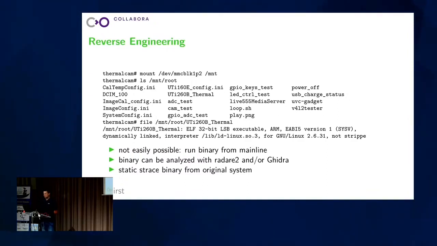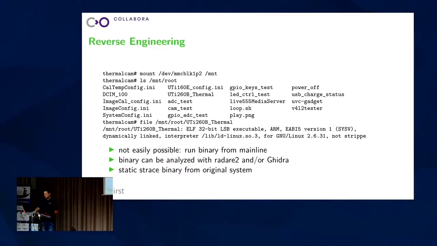What's unfortunately not possible, and it would make things a lot easier, is running this binary from the mainline kernel, because the interfaces are quite a bit different because of all these GPIs and all of it. It's quite hard to run it. So I'm considering maybe writing some kind of wrapper for it, but that would already be quite a bit of work, and the Ghidra thing is actually working quite well.